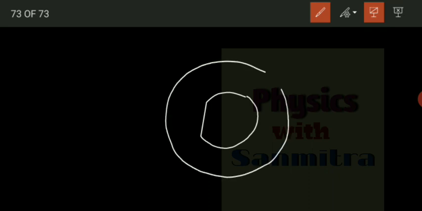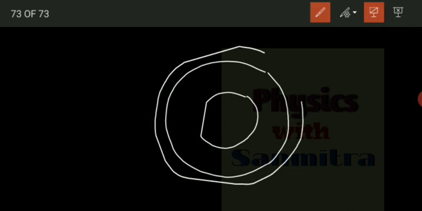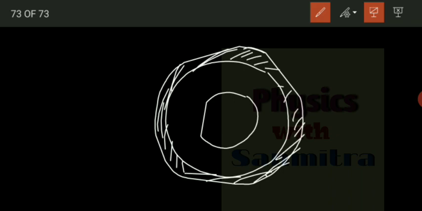This is my inner sphere. This is the inner surface of the outer spherical shell and the outer surface of the inner spherical shell. Let me distinguish this by drawing the shades. The inner sphere has a charge of 2q. The outer sphere has a charge of minus q.